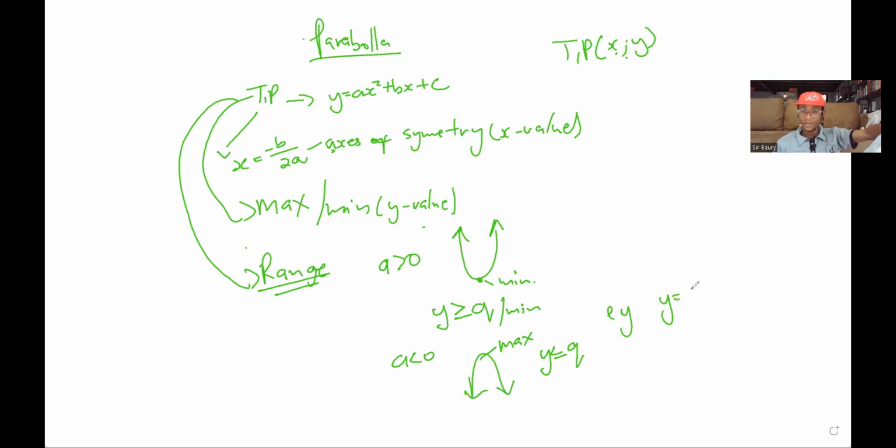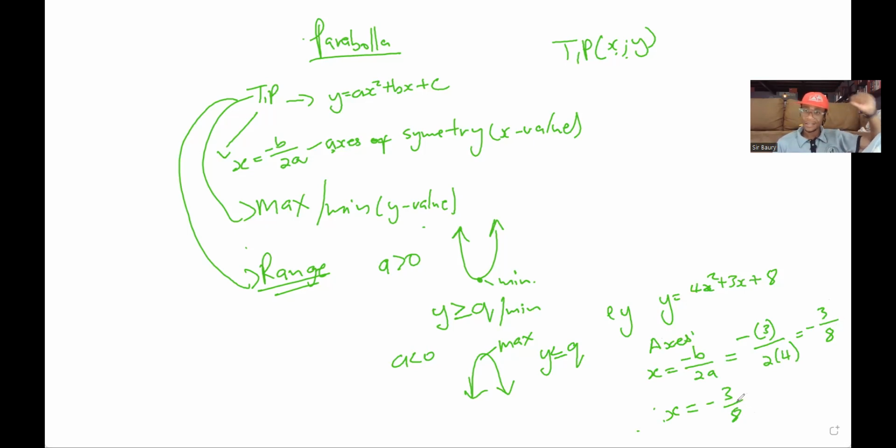If you have y is equal to 4x squared plus 3x plus 8, for the turning point, axis of symmetry, x is equal to minus b over 2a. That is minus 3 over 2 into 4, which is negative 3 over 8. This is the axis of symmetry. The x coordinate at the turning point is the axis of symmetry.